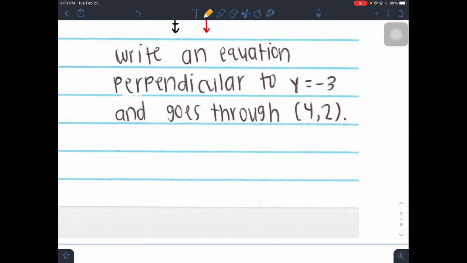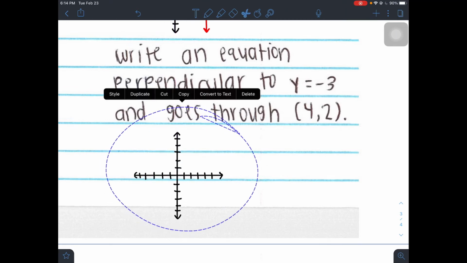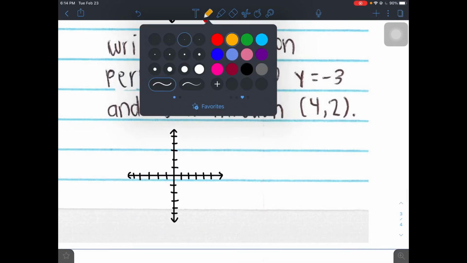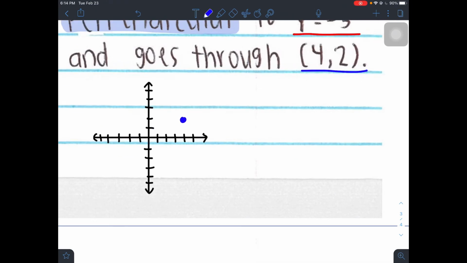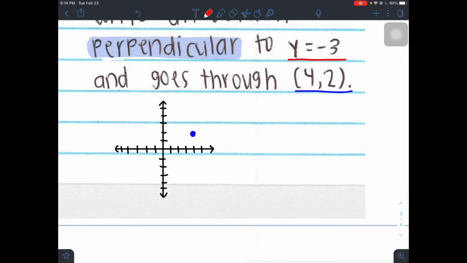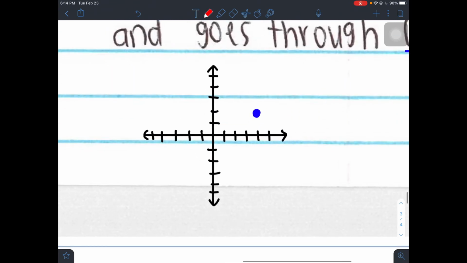All right, moving on to the next one, write an equation perpendicular to y equals -3 and goes through 4, 2. Okay, so we'll go ahead and plot that graph on there again. And we're going to highlight our information. So this one wants to be perpendicular, and we want it perpendicular to y equals -3. And we want it to go through the point 4, 2. So let's plot that point 4, 2. And then we're going to plot the original equation, which is y equals -3. That's going to be on the y-axis at -3. And that's going to be a horizontal line there.